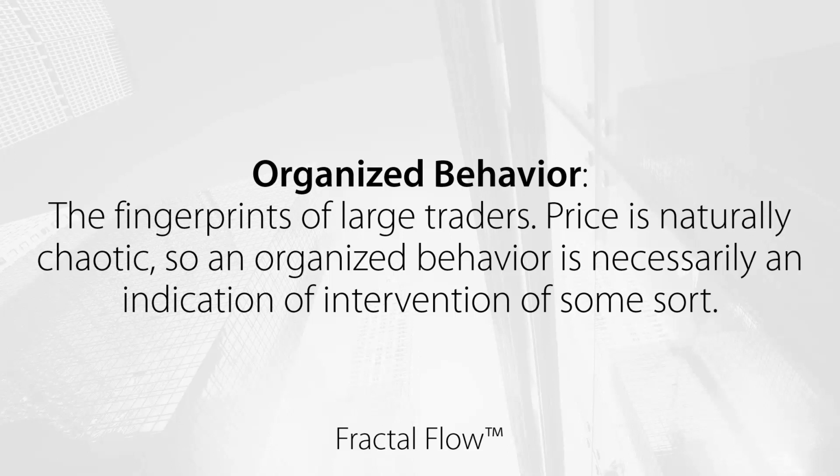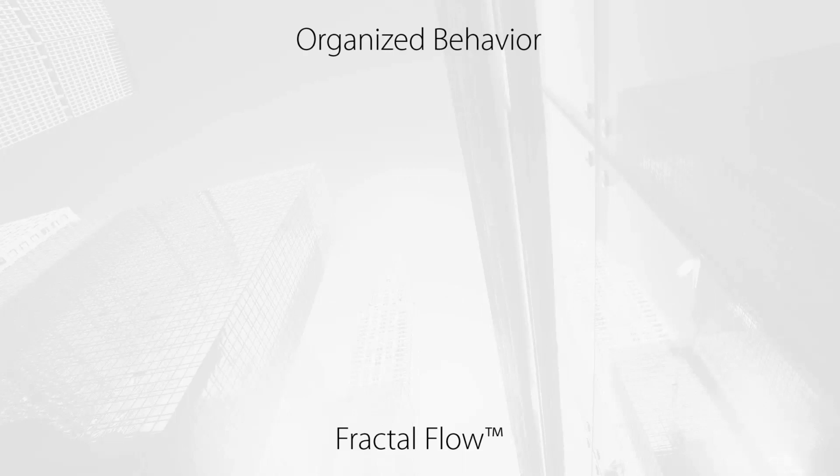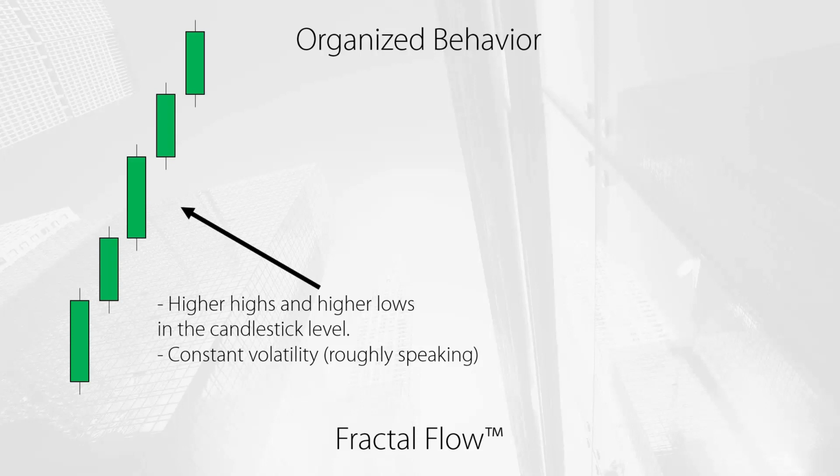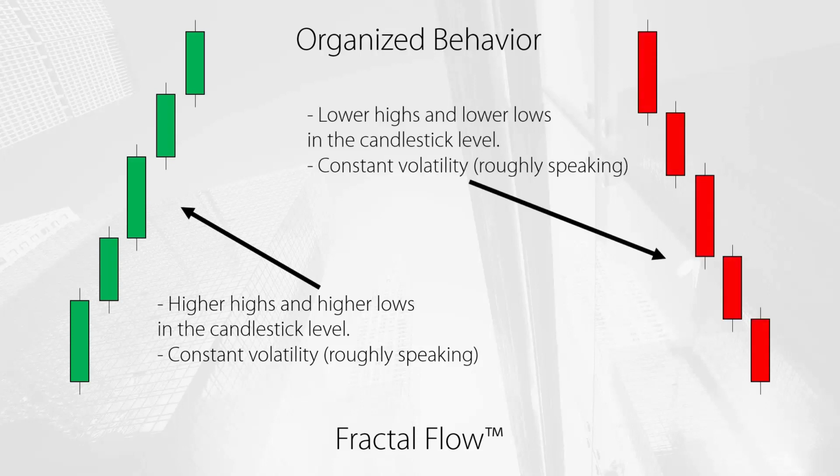Let's try to define what the organized behavior in price is in a conceptualized manner. The way this price pattern usually emerges is by respecting a few simple guidelines. These guidelines are that each and every candle produces a higher high and a higher low in the case of an upward movement, or a lower high and a lower low in the case of a downward movement. The other guideline is that the volatility of these candles seems to be similar in most cases.